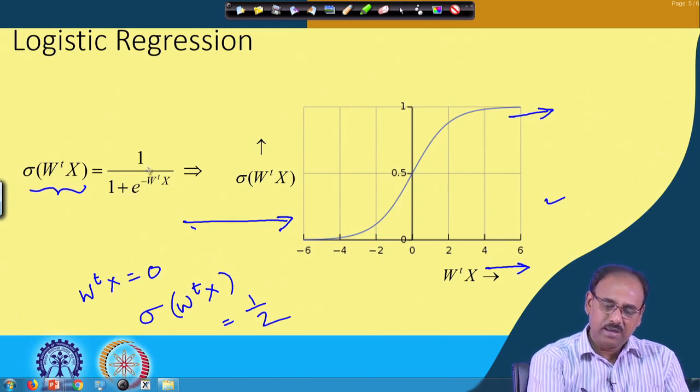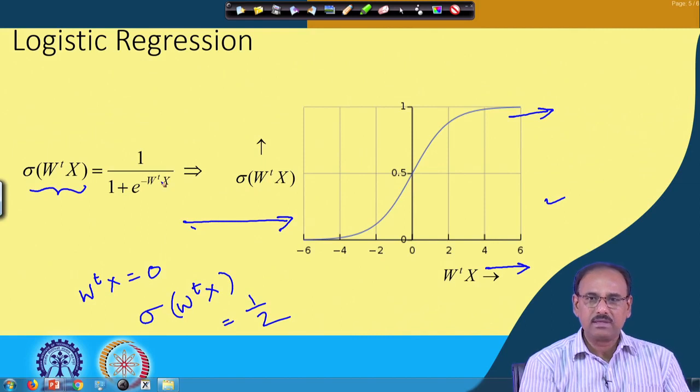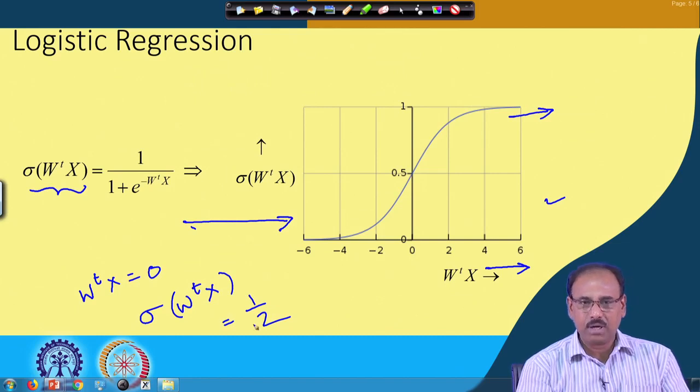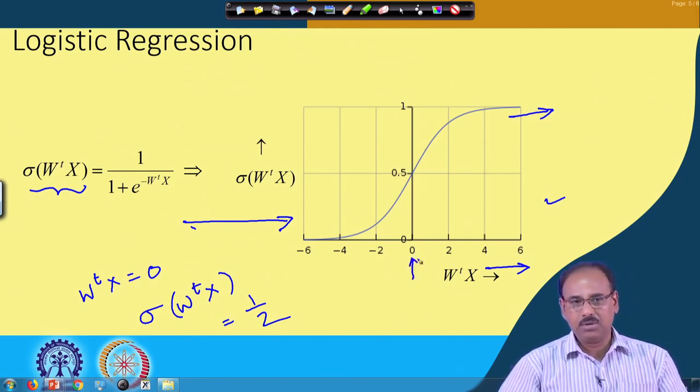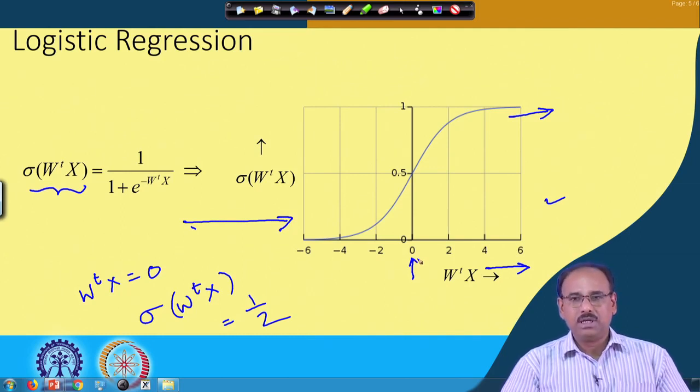So, from here, e to the power minus w transpose x: if w transpose x is 0, that means e to the power minus w transpose x is 1. So, I get simply the value of half. So, at w transpose x equal to 0, the value of this sigmoidal function is half.